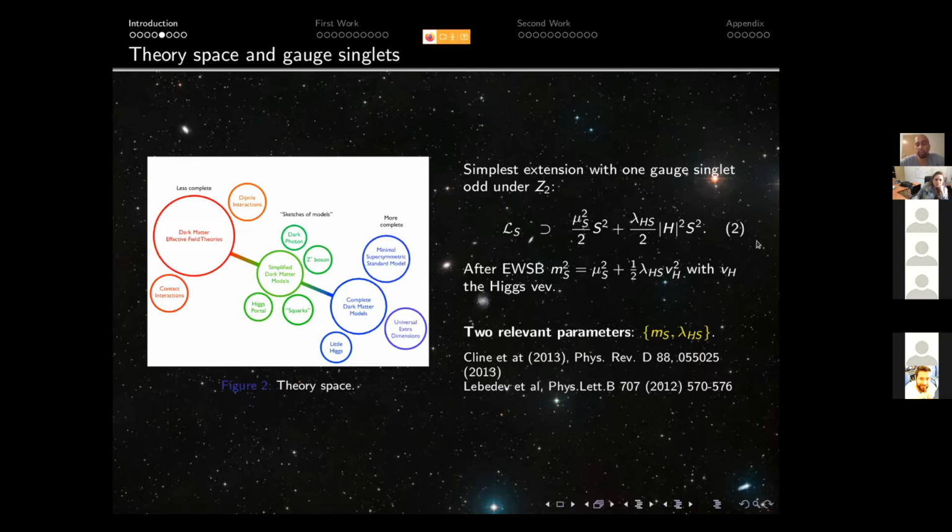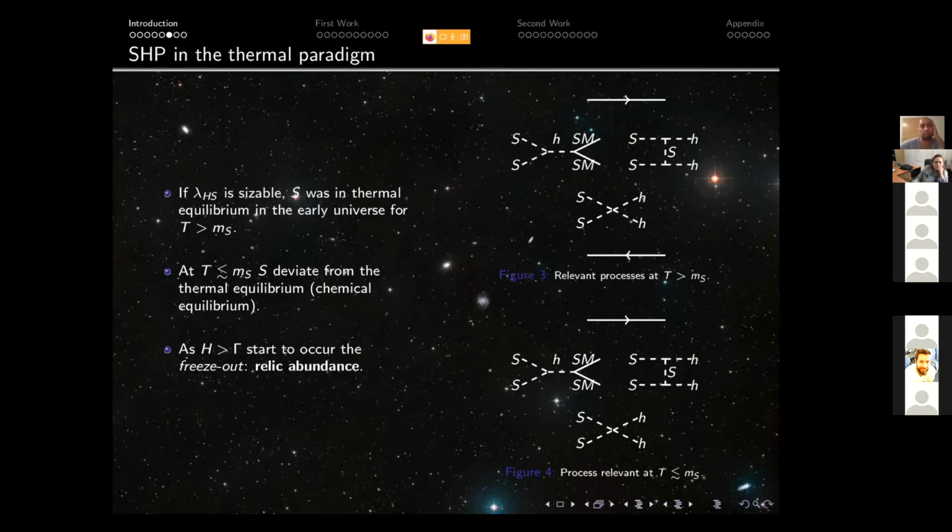So let me introduce you via this simple model, the gauge singlet extension. When you add this scalar field, the S field, assuming that it is odd under a new Z2 symmetry, you have this mass parameter and the Higgs portal. After electroweak symmetry breaking, you get a new contribution to the mass of this scalar coming from the Higgs field, but at the end you get two relevant parameters to describe the phenomenology of this model, at least from the point of view that I'm going to talk to you about at this moment, which is the thermal paradigm.